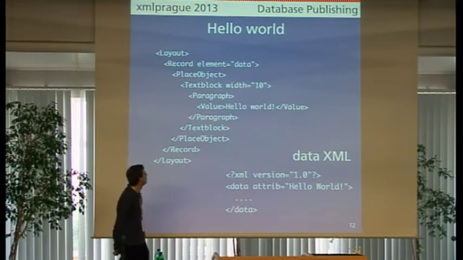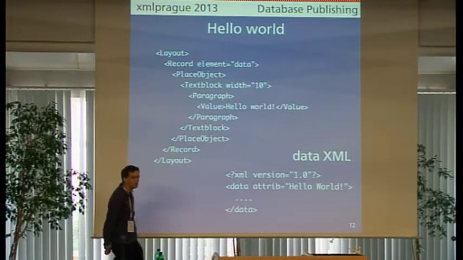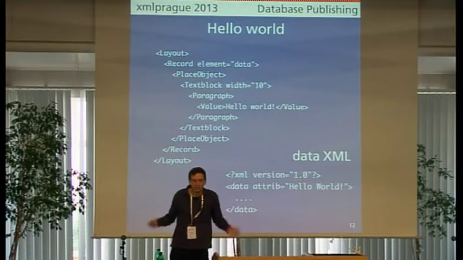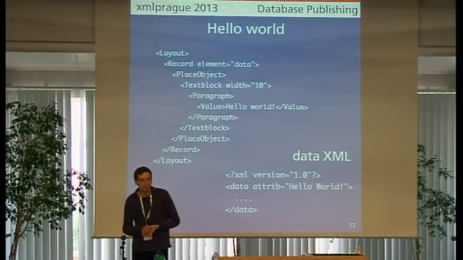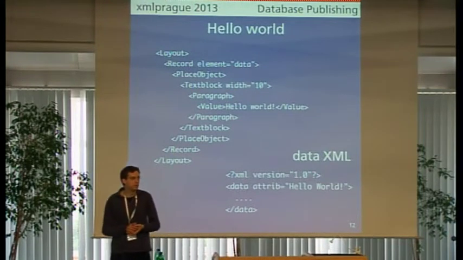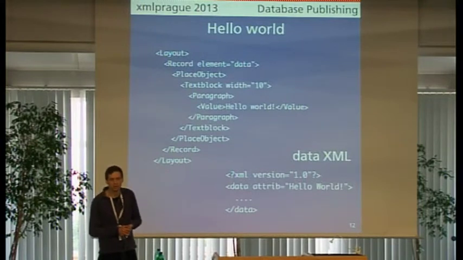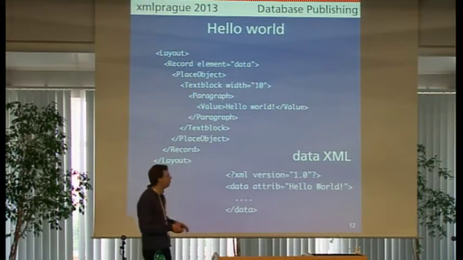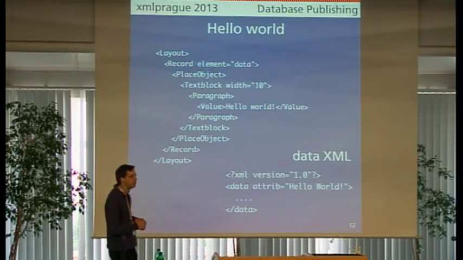And then we execute the instructions which are inside the record element. In this case, we only have one instruction, which is place object. It places something in the PDF, which can be a text, table, image, barcode, and some other elements. In this case, it's just a text block with a given width and one paragraph with hello world in it.